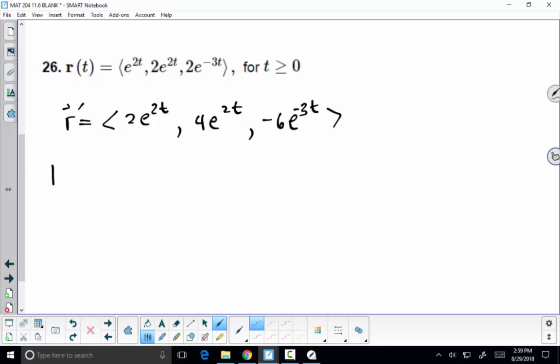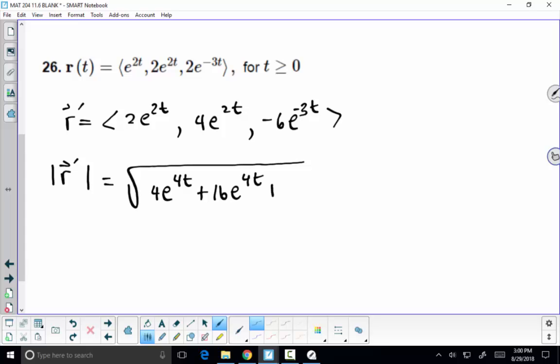So then we find the length of this derivative. That's the square root of the sum of squares. So this is the part where we didn't plug in a particular t value, but we can still find the length of this as a vector. So we're going to square everything. When we square this, we get 4e to the 4t plus 16e to the 4t plus 36e to the minus 6t.